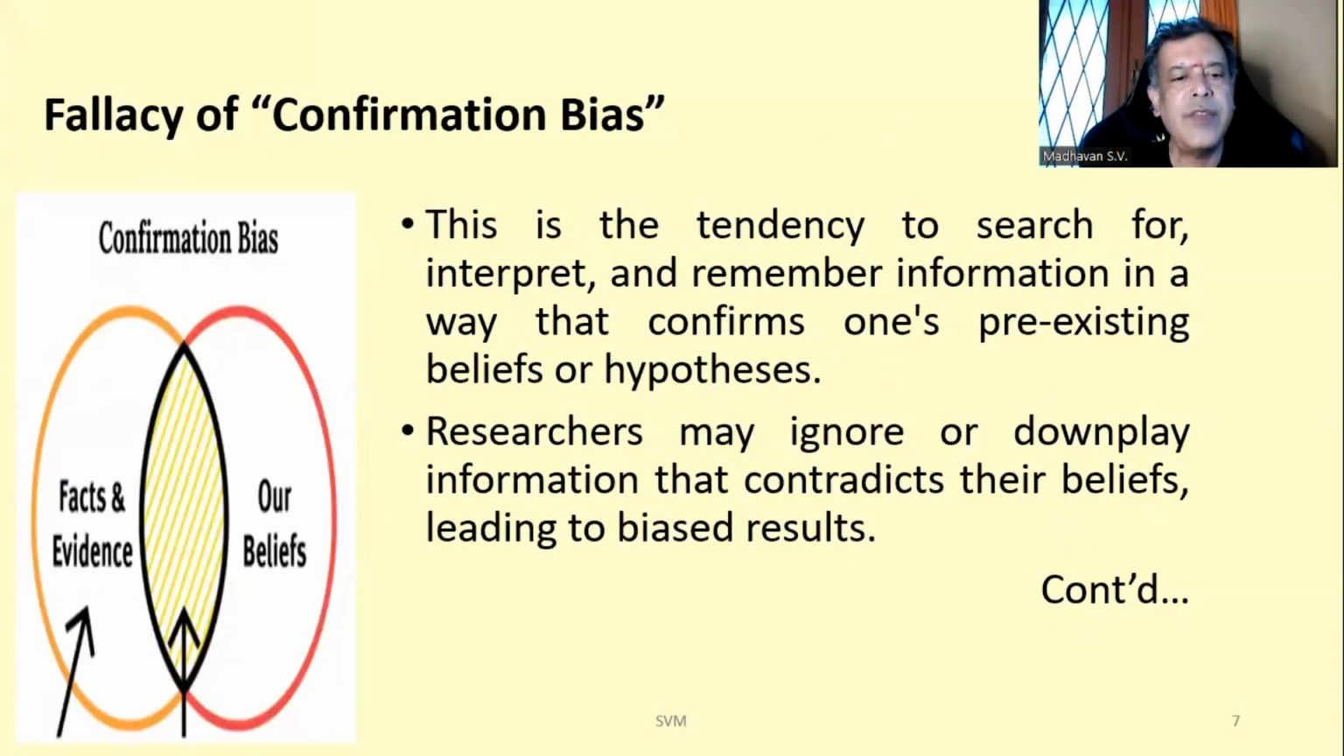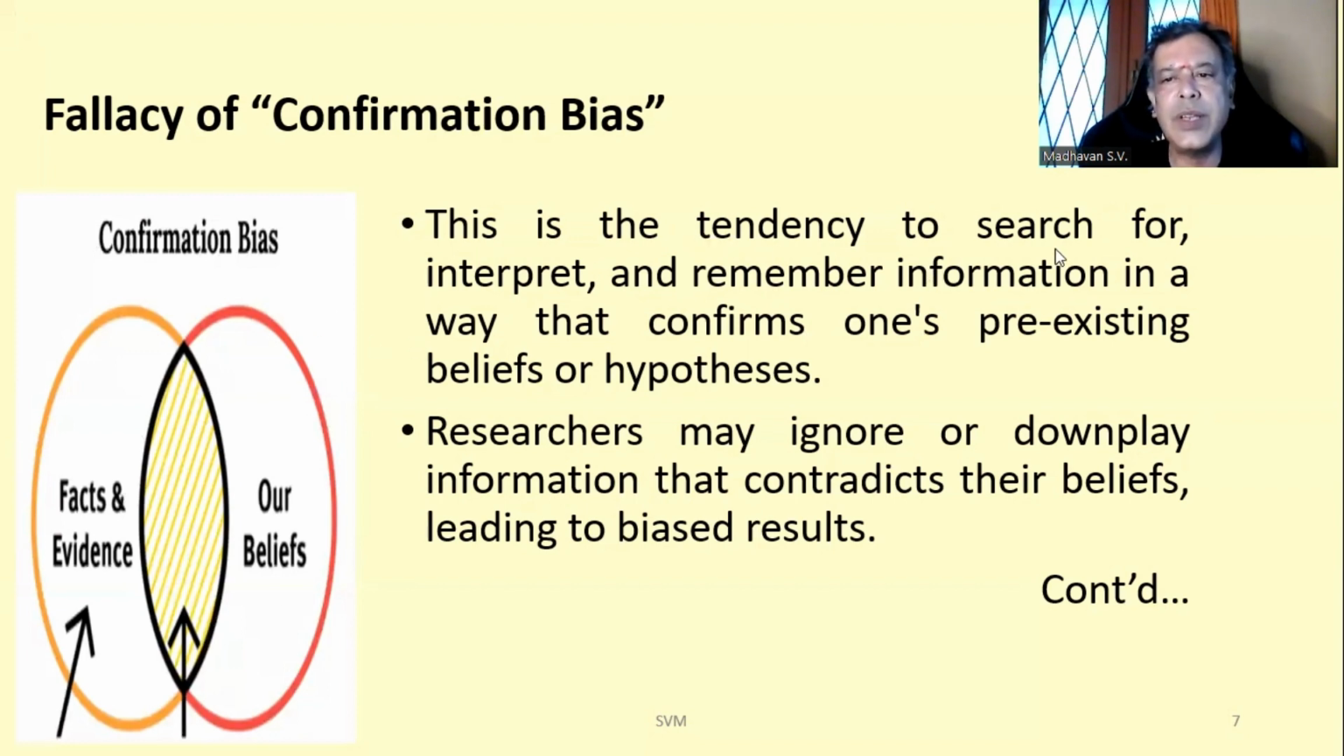Then fallacy of confirmation bias. We may notice this Venn diagram. This circle denotes facts and evidence. This circle denotes our beliefs. Confirmation bias arises when belief is given importance along with the facts. Whatever a person believed, he strongly believes in such a way that he doesn't look into other facts and evidence. Already he made up his mind, this is what it is. Such a thing you call a confirmation bias.